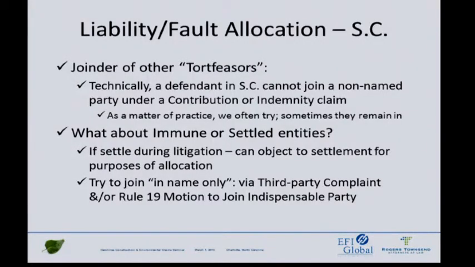What about immune or settled parties? As we said, you can't bring them in and can't put them on the verdict form. You can argue all day long they're at fault, but you can't put them on the verdict form.